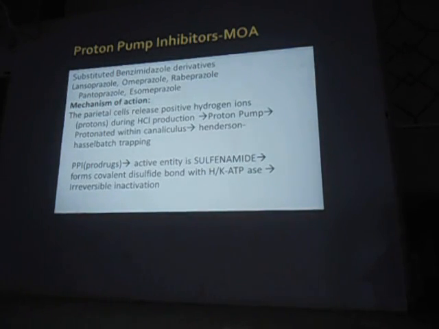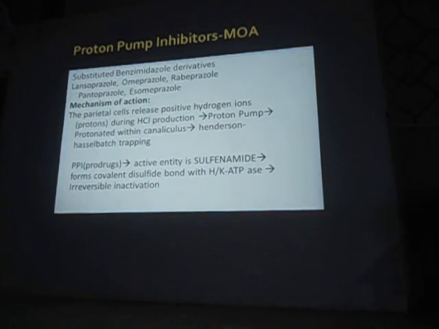under this acidic pH, what will happen? The drug gets protonated. The parietal cells release the positive hydrogen ions during the acid production, and this protonated PPI gets accumulated more and more in the parietal cells. There is something called as ion trapping. Under the influence of the acidic environment inside the parietal cells, the drugs can get trapped. Once this is trapped, the action of this PPI takes place.